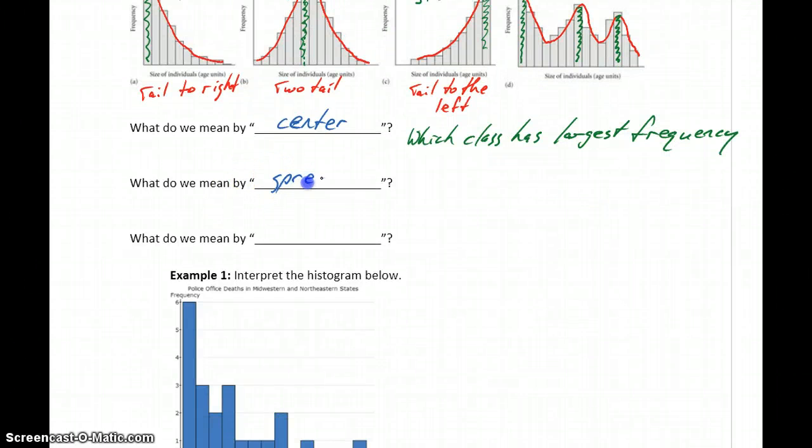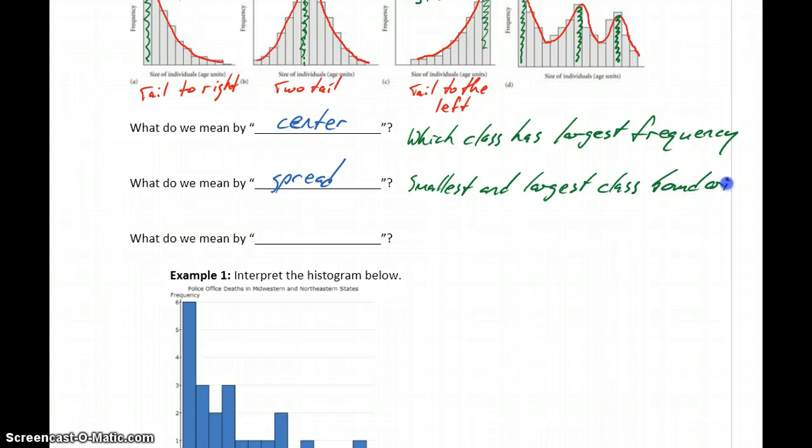When we talk about spread, we mean looking at the smallest and largest class boundaries. So when we go from the left end of our distribution to the right end of our distribution, are there a lot of data values along that x-axis? Is there a wide range of possible values, or is that range pretty small? And the other thing we talk about is the idea of outliers. So an outlier is any class that's separate from the herd.